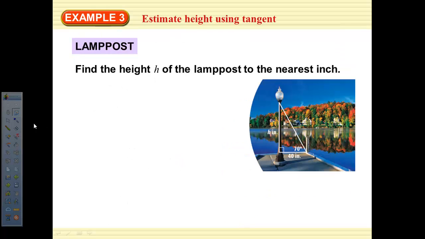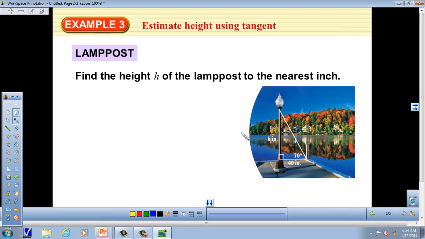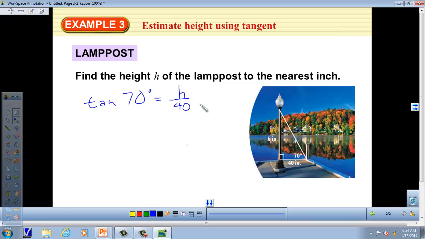Here's another example. This one's slightly different from the last one. Again, we're dealing with opposite here, and adjacent is right here. So we're dealing with tangent. So we would say tangent of 70 degrees. And this time, the opposite is h, so we put h here, and we divide that by 40. We're going to multiply both sides by 40. If we do that, the 40s cancel, and here we have h equals whatever that's equal to.